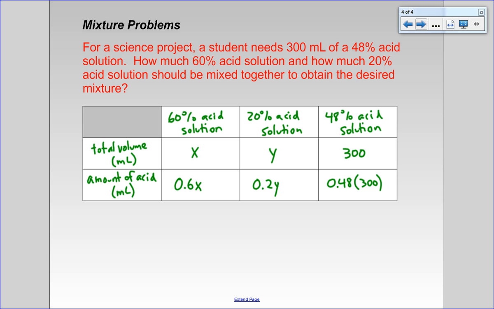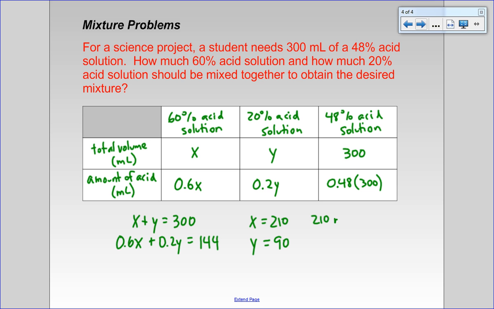Now let's write our system of equations. The first equation would be X plus Y equals 300. The second equation, 0.6X plus 0.2Y equals 0.48 times 300, which is 144. Again, if we solve that system, we'll find that X equals 210 and Y equals 90. So to answer the question in the word problem, the student will need 210 milliliters of 60% acid solution and 90 milliliters of 20% acid solution.